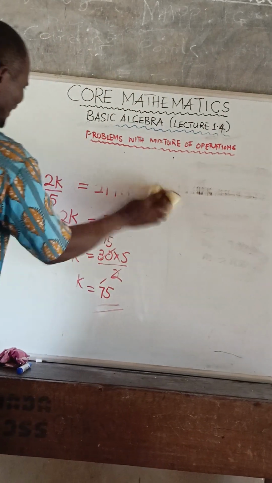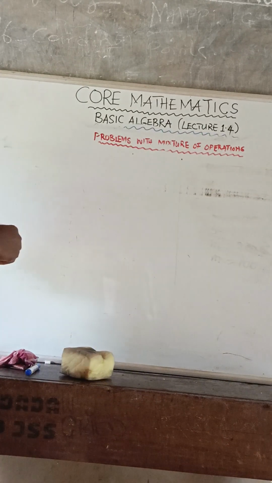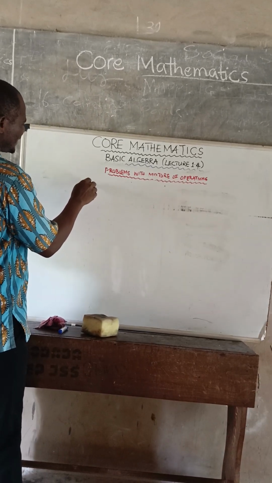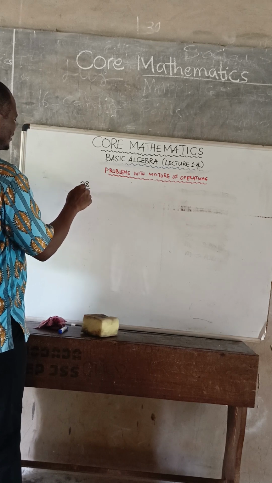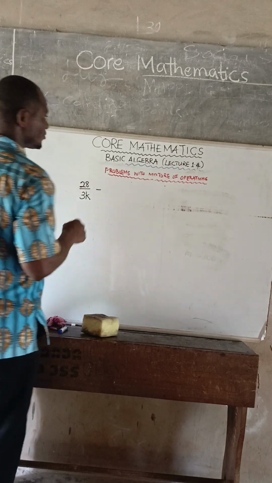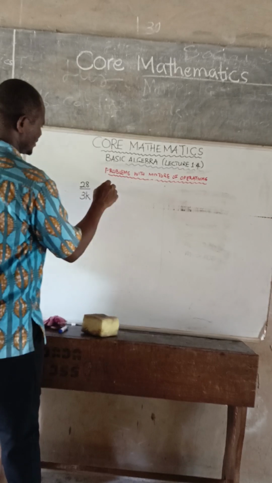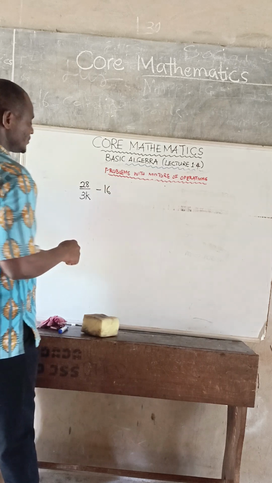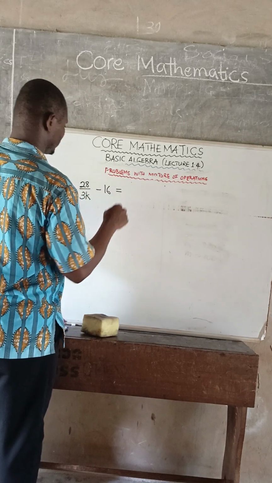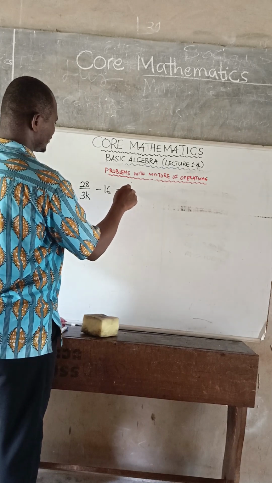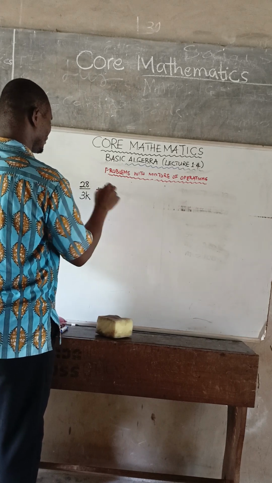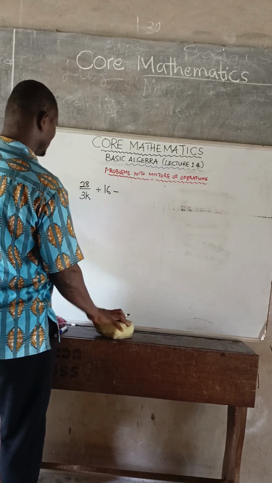Let's give another scenario and then we will be much more convinced about what we are doing. Let's say I have 28 over 3k minus 16 equals 3 over 4 minus 52.